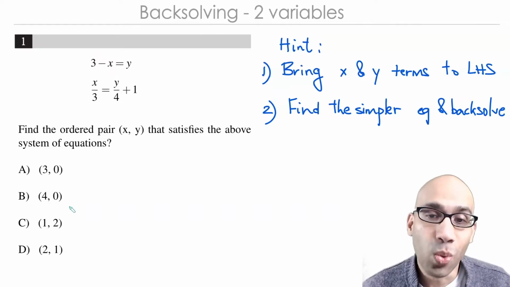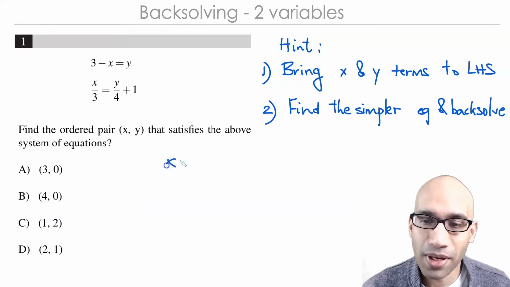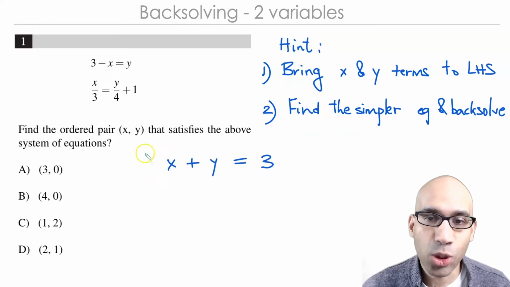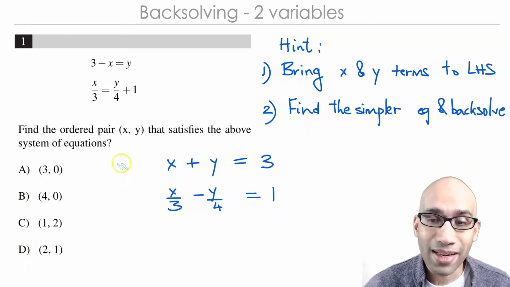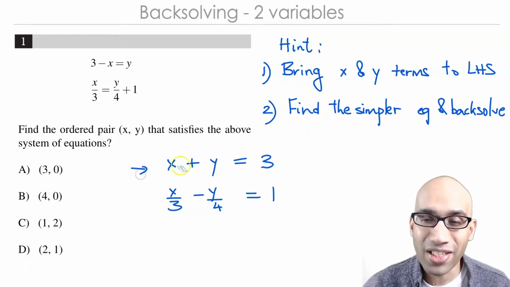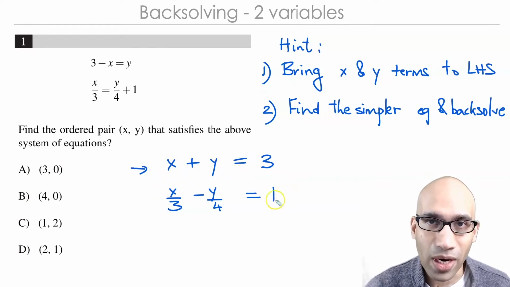Hopefully you were able to do well. You can write down the first equation as x plus y is equal to 3. And the second equation, you can write as x over 3 minus y over 4 is equal to 1. Then keep going through each of these choices, see which of them satisfy only this one, because obviously this is the simpler one. Let's hold off on the other. Let's not even touch it right now.